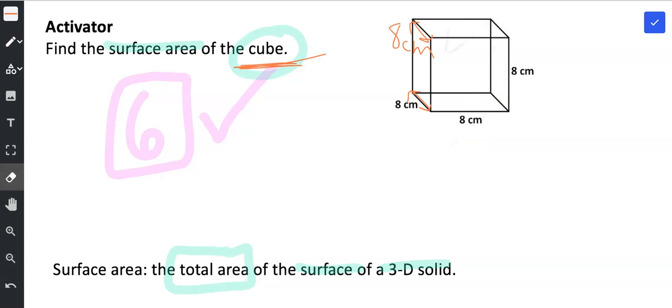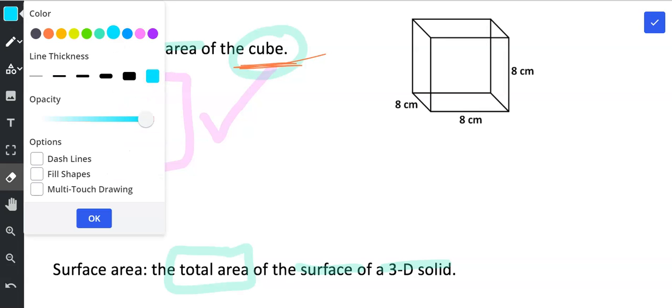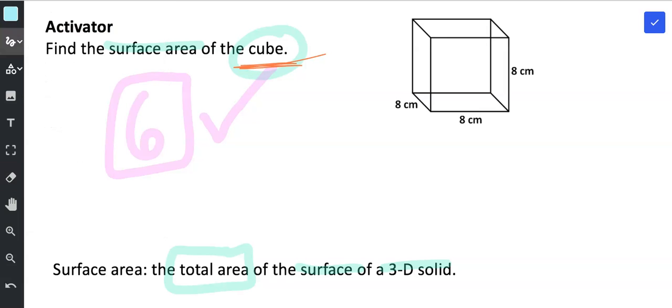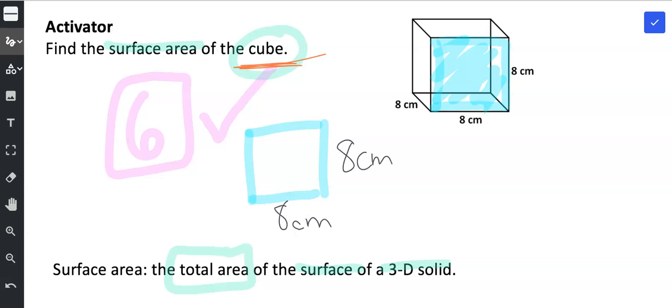So now what we're going to do is focus on just one of the squares. So I'm going to focus on this front face. And this front face is 8 centimeters by 8 centimeters. Every single edge is 8 centimeters. So to find the area of that face, you can multiply length times width. That's the formula for the area of a square or the area of a rectangle.